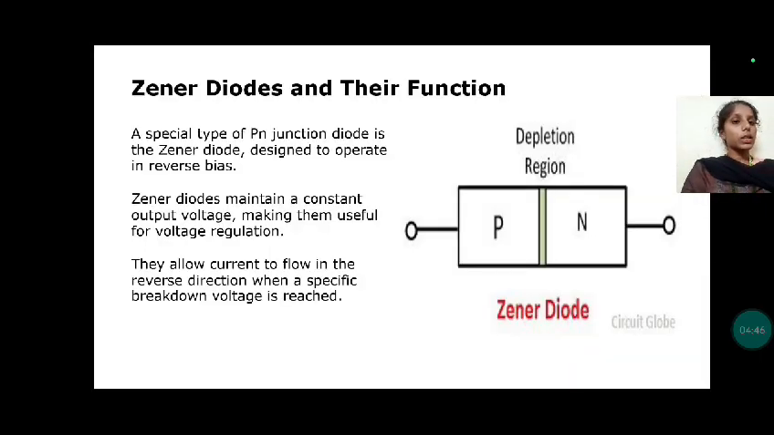The Zener diodes and their functions. A special type of PN junction diode is the Zener diode, designed to operate in reverse bias. A Zener diode maintains a constant output voltage, making it useful for voltage regulation. It allows current to flow in the reverse direction when a specific breakdown voltage is reached.